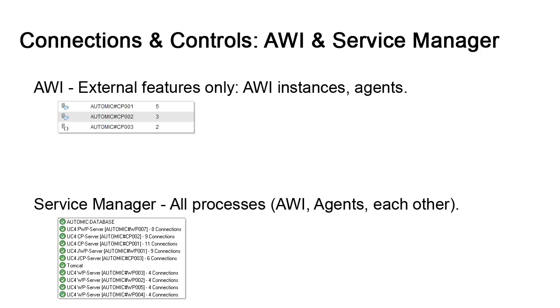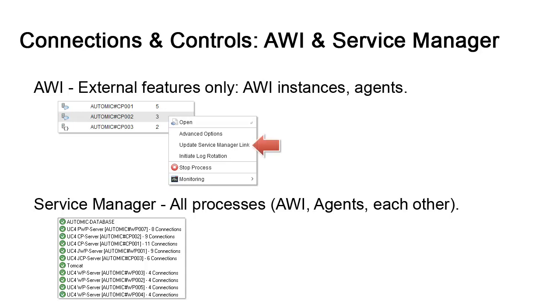Let's consider the controls we have over processes. There are three methods of starting and stopping them, and they work together. The first is the Processes and Utilization page. Every process has a context menu which does a number of things, like renewing the Service Manager link. This link is vital because the start controls in AWI rely on Service Manager to execute the start commands which are available on the page.